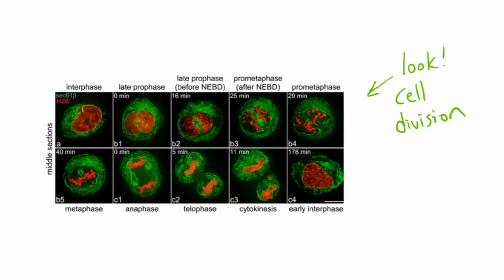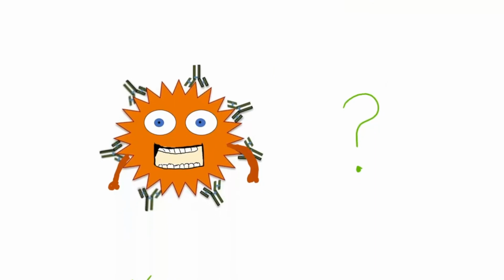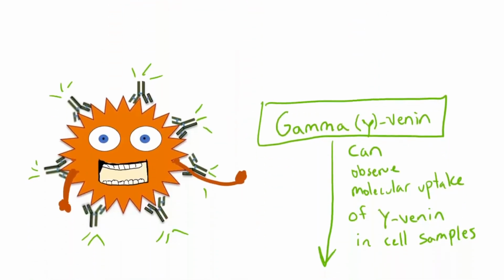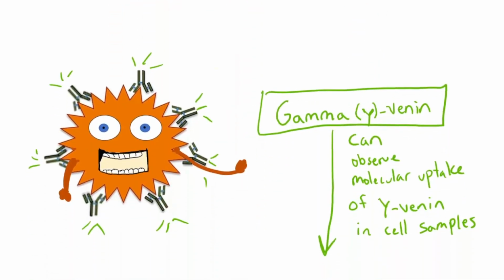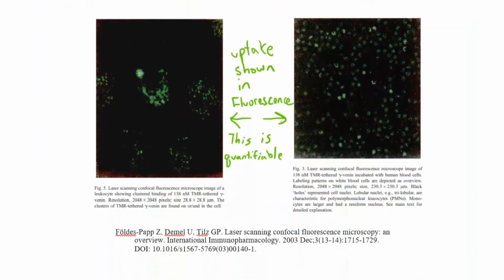Laser scanning confocal fluorescence provides imaging applications to study dynamic cellular processes. This digital imaging provides a tool to assist in quantifying spatial parameters on cells. I hope you haven't forgotten my name yet. Remember? Gamma Venin. Thanks to this method, the molecular uptake of Gamma Venin by cells can be observed. The digital imaging system helps to find and quantify fluorescence emissions.